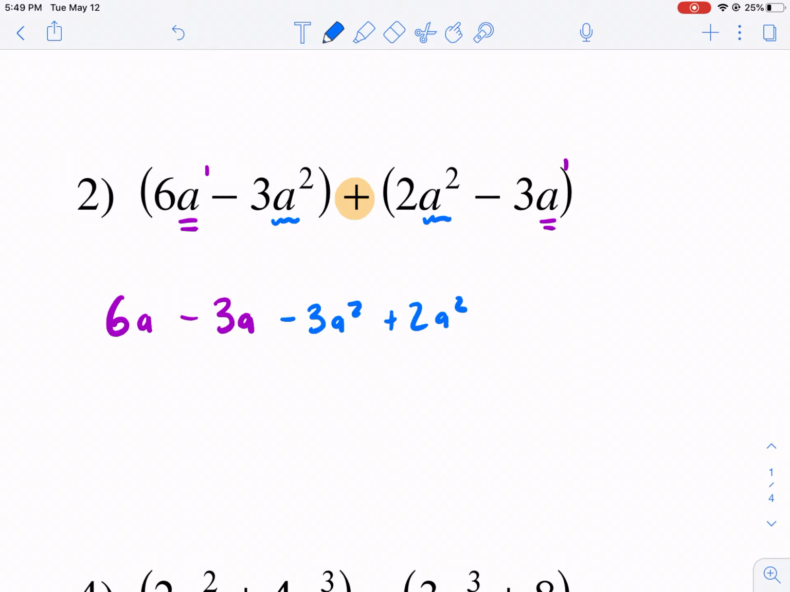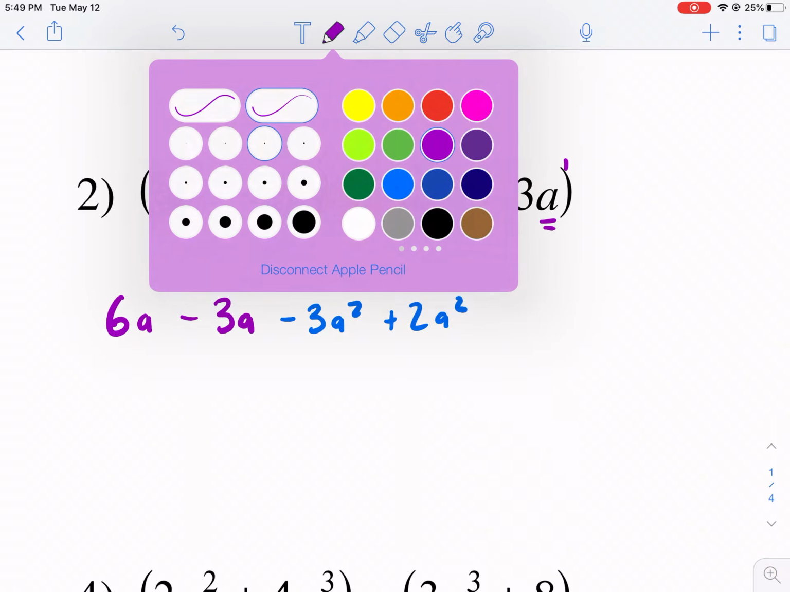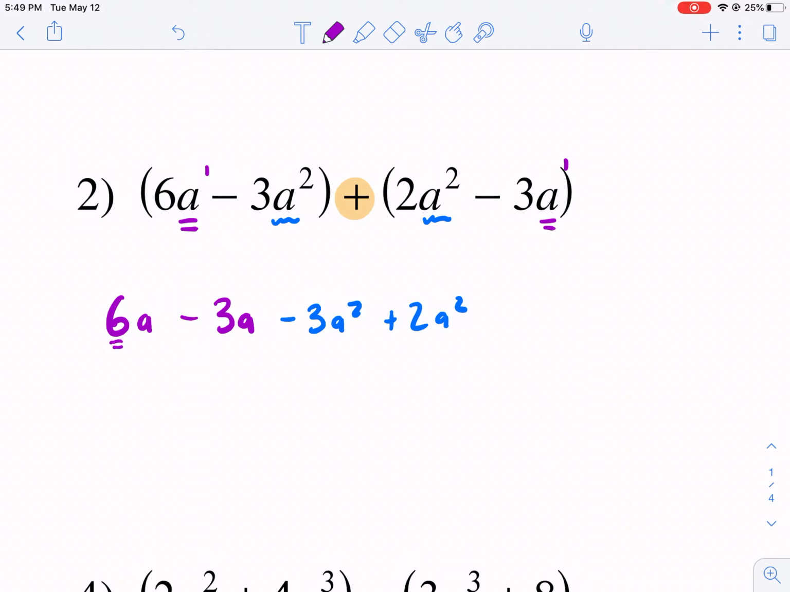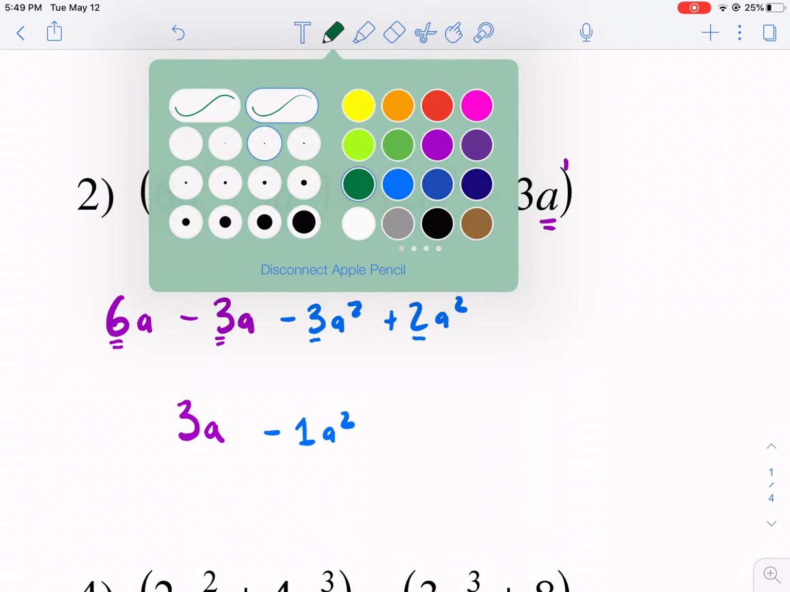So here we have 6a minus 3a. We're really just going to do the 6 minus the 3 to get the 3, and then we just copy down the a. The a is almost like an identifier. If we have 6 apples and we subtract 3 apples, how many do we have? We have 3 apples. Now, of course, a is not the same thing as a squared, so we have to do the a squared separately by itself, but we follow a similar process. We have negative 3 and 2. That gives us a negative 1a squared. And so we have 3a minus 1a squared.